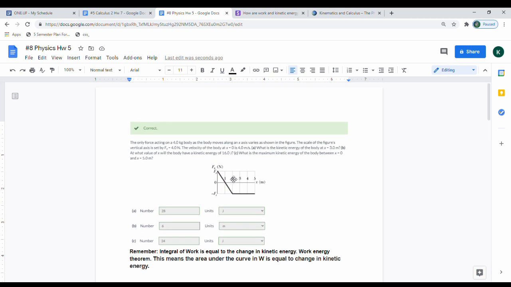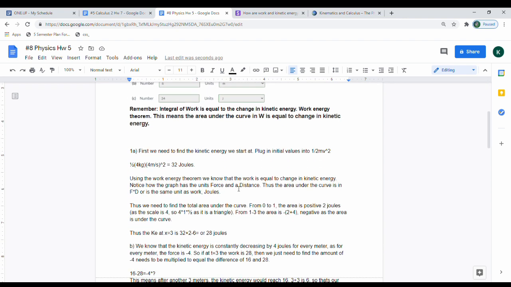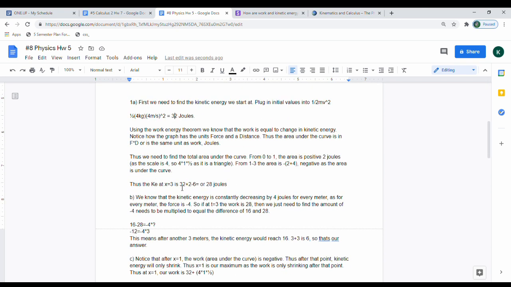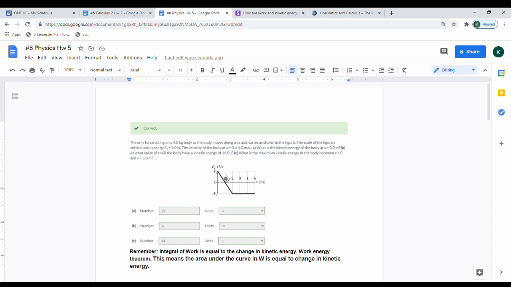So to find the area under the curve, we just note that the scale, at least in my case, is 4. So here is just 4 times 1 divided by 2 because it's a triangle. So it's plus 2, and then here it's minus 2 because it's under the line. It's negative, and then minus another 4. So then the KE at this point, at x equals 3 for me, would be 32 plus 2 minus 6, or 28 joules. It's just area under the curve, and just don't forget your scale.